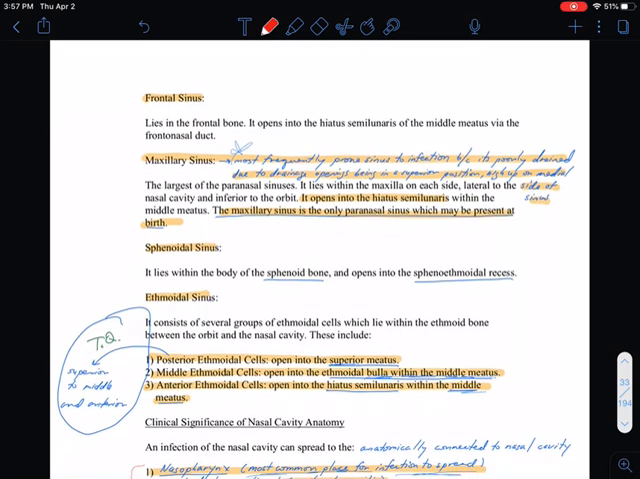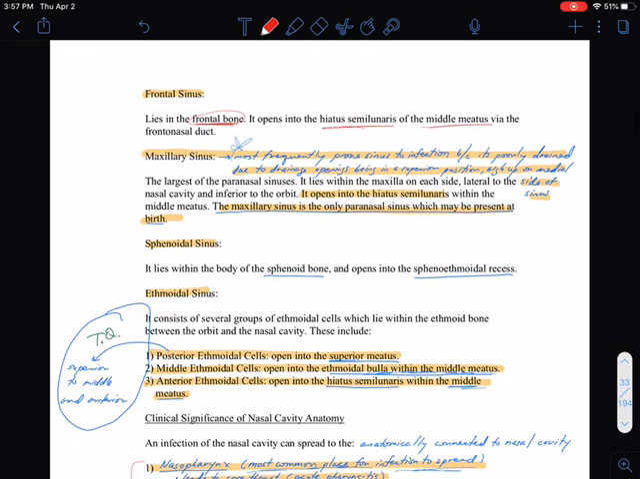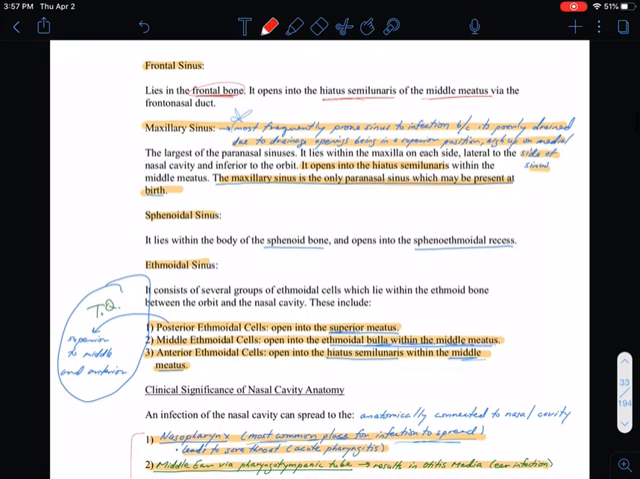Now we're talking about the sinuses here. We have our frontal sinus, lies in the frontal bone. This one opens into the hiatus semilunaris of the middle meatus via that frontal nasal duct.